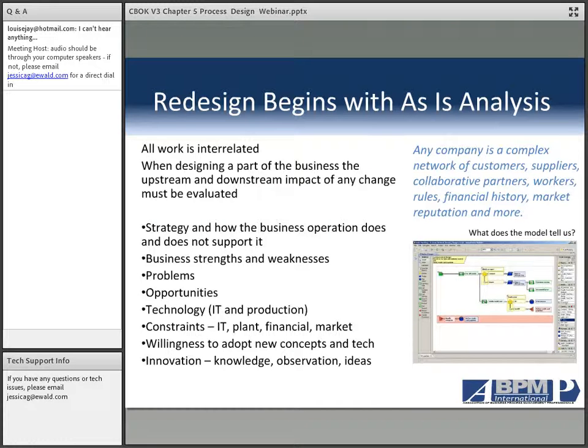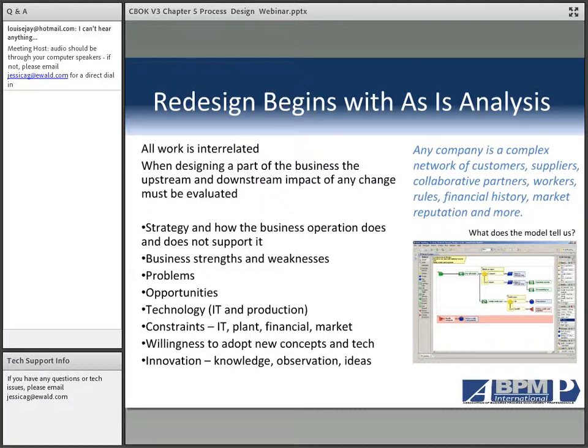Now, any company itself is a complex network of customers, suppliers, collaborative partners, workers, rules, financial history, market reputation, and a lot of other things. The reason we have that list here is that these are some of the things, not all of them, but some of the things that as you're starting to look at how do I want to change this business operation, you have to look at the impact from a variety of different viewpoints.